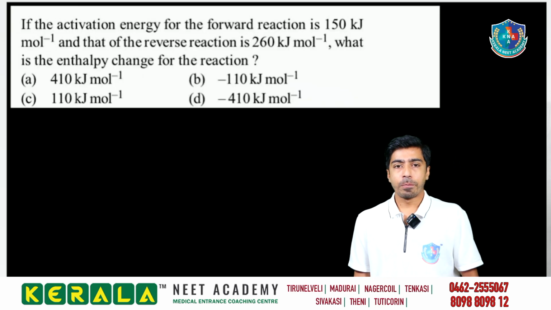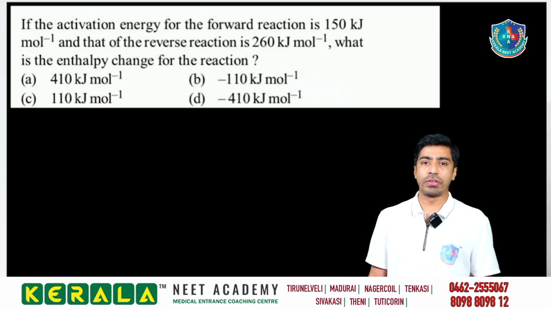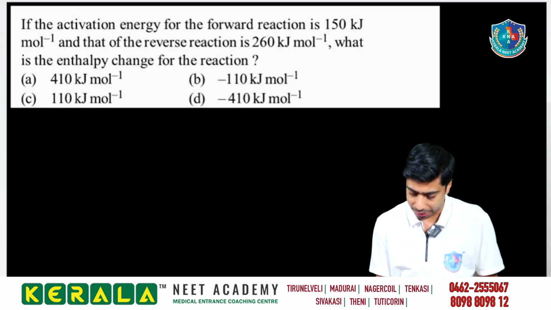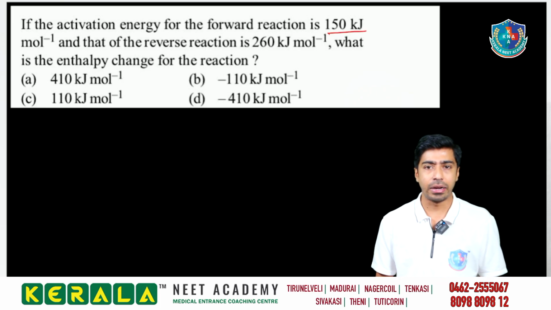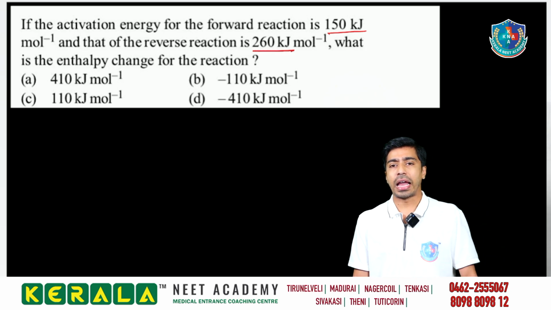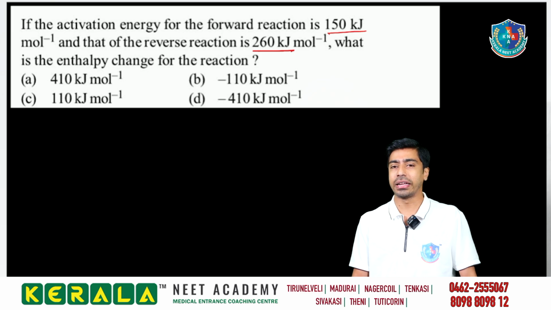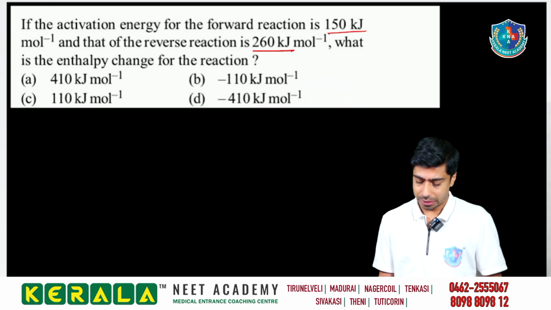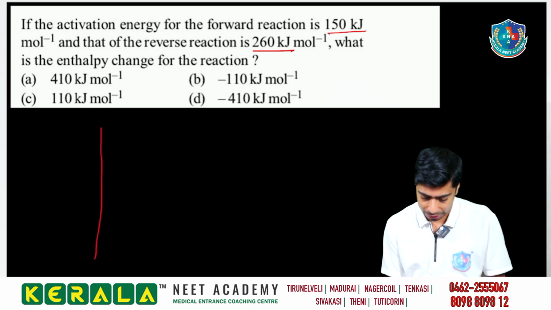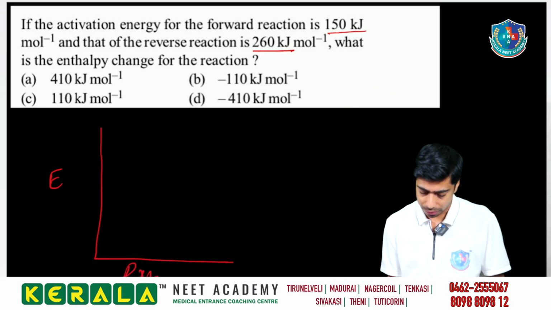Next one, the activation energy question related to forward and backward reaction. So if the activation energy in the forward reaction direction is 150 kilojoule and the reverse reaction is 260 kilojoule. So here the activation energy in the forward direction is less than the activation energy in the backward direction, and that indicates an exothermic reaction. Because in an exothermic reaction, the activation, so let us go for a graphical representation of energy and reaction coordinate.